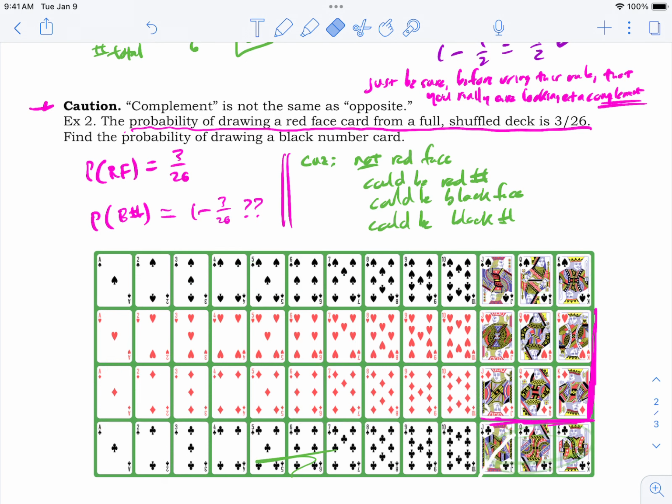You would just have to say, hey, look, they're throwing me a red herring here when they give me the probability of a red face card. It's meaningless. They're just trying to throw me off. Trick question. Not supposed to do that.